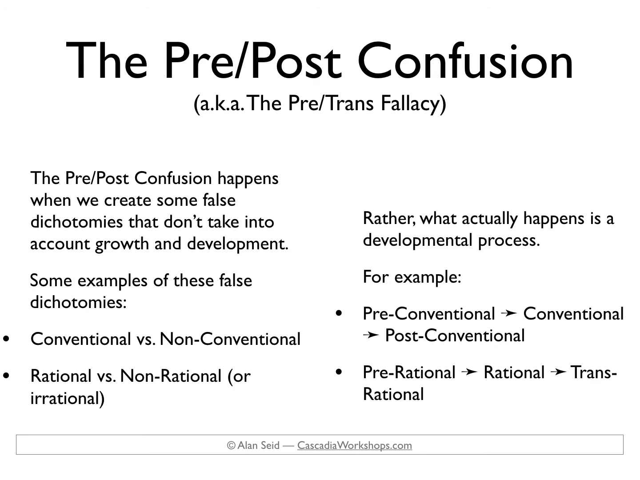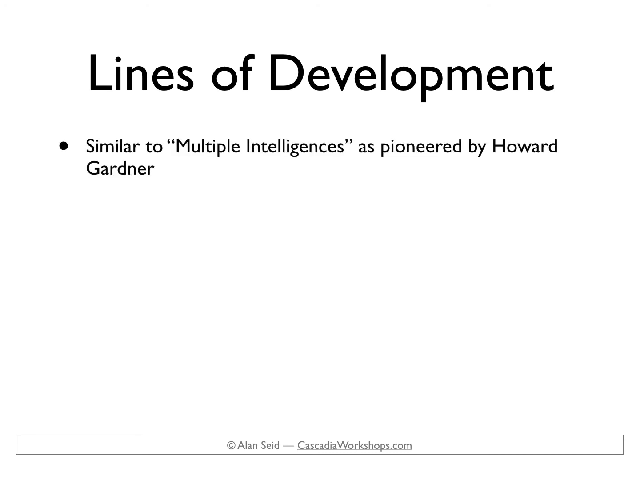So I just want to keep the three strands of valid knowledge accumulation and the pre-post confusion as important concepts as we move through the integral theory. So let's talk about lines of development. These are similar to multiple intelligences as pioneered by Howard Gardner, although this would imply that they're only in the upper left quadrant, but you do have lines of development in the other quadrants. But this is a simple way of thinking about it.